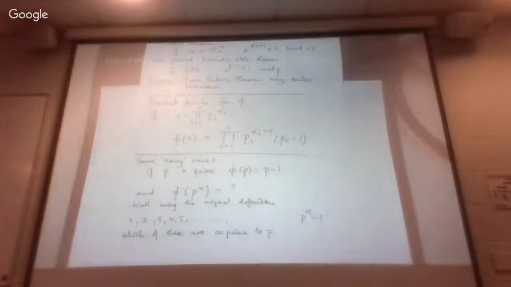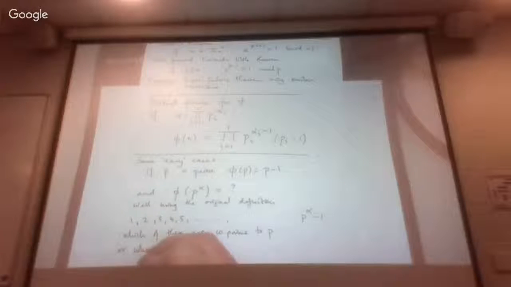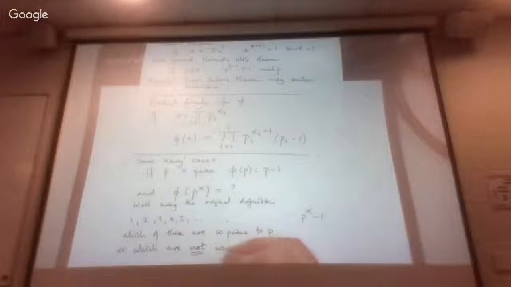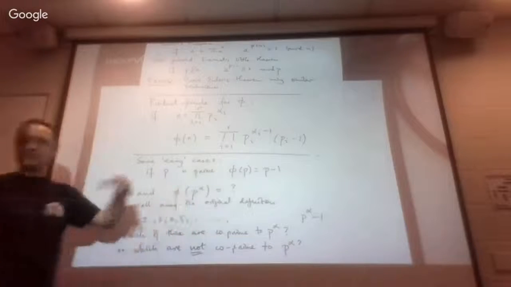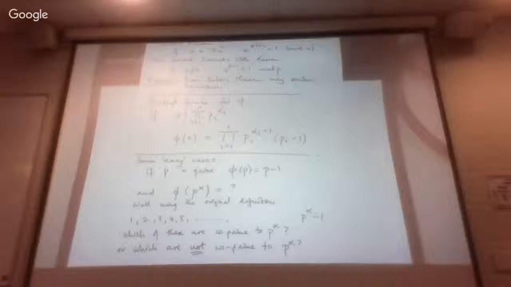So some of them are and some of them aren't, or we can turn around the question. We can also ask the question, which are not co-prime to p to the alpha? That's another way of asking the question. Because every integer here either is or isn't. So if we want to count the number that are, we can focus on the ones that are or the ones that are not. Count one set of them, and then we'll know how many are in the other set.